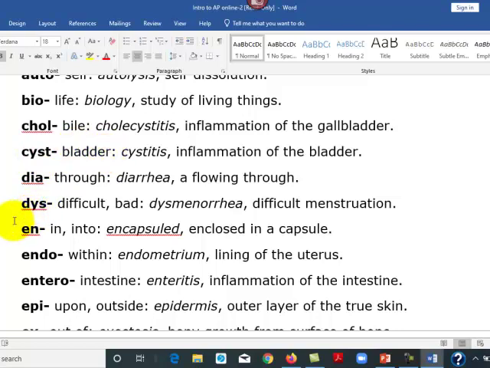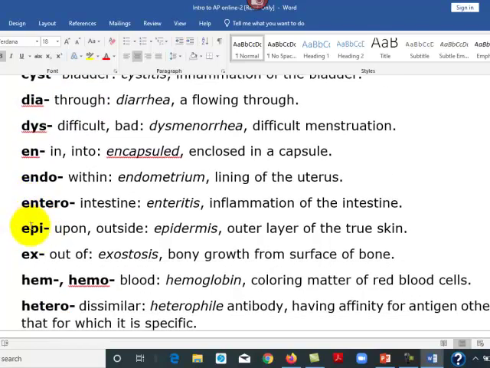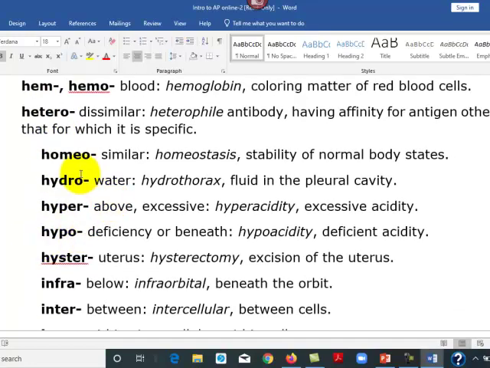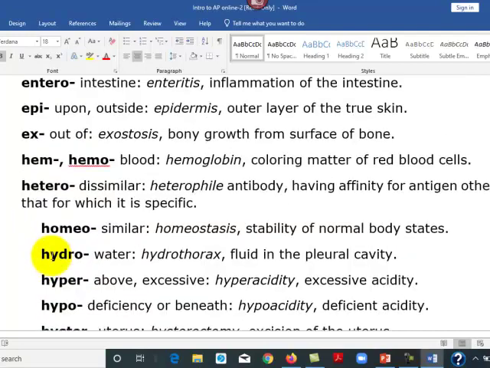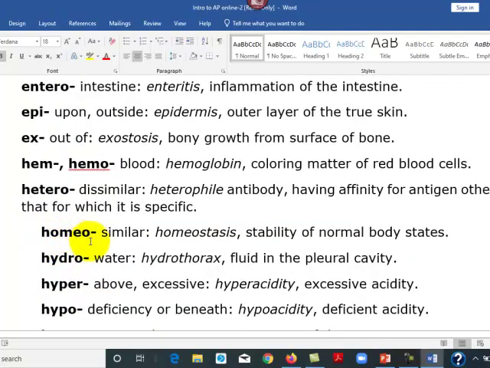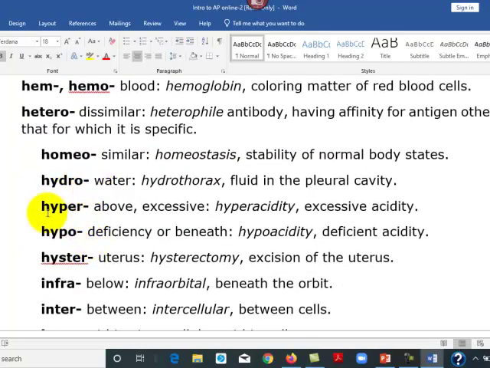Cyst refers to bladder. Endo and epi are pretty common. Endo means within, epi means upon. You have an endoneurium, the inside lining that separates individual neurons. You have an epineurium, which is on top of the entire nerve, on the outside. Homeo means similar, like homeostasis. Hydro is water. Hyper and hypo, above and below, so deficiencies.